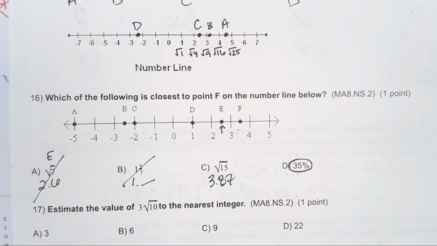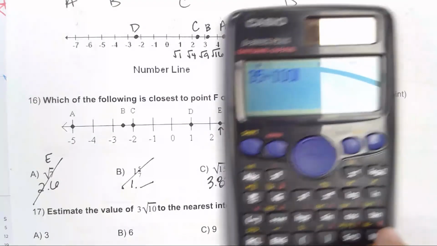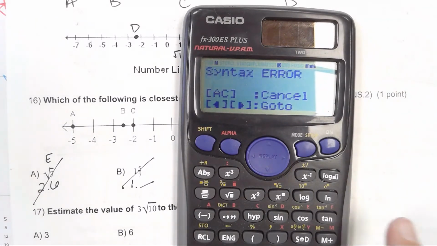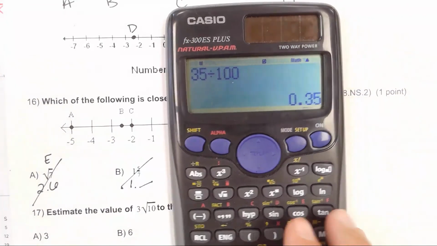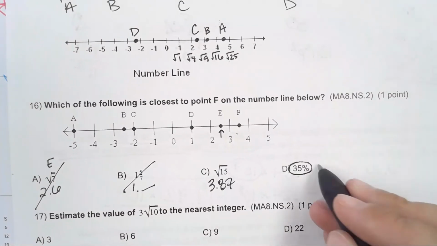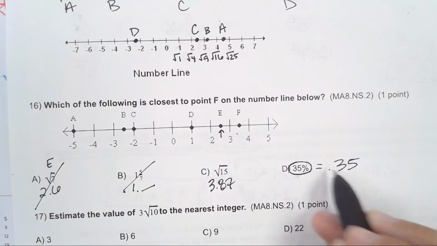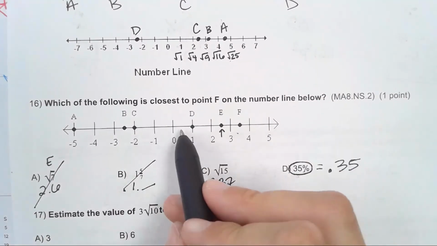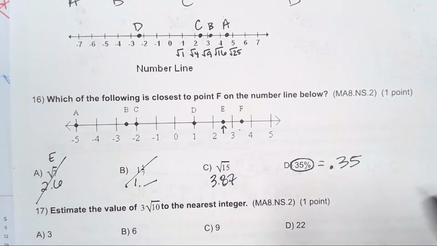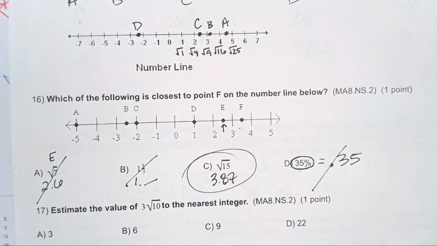So a couple different ways to do this. We know that percents are always out of 100. So if I were to take 35 divided by 100, I get 0.35. Okay, so that would be our decimal from this percent. Or the other way to do it is to move the decimal point 2 times to the left, and that will also tell you what your answer is. So 0.35 is about right here, which is not close to F. So we know that that's not going to be an answer. So we know for sure that C is the closest one to F.